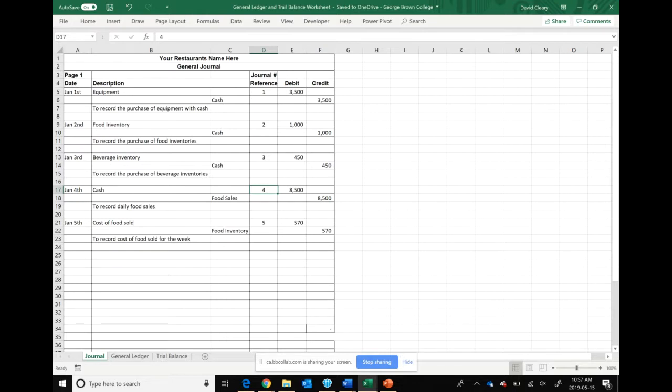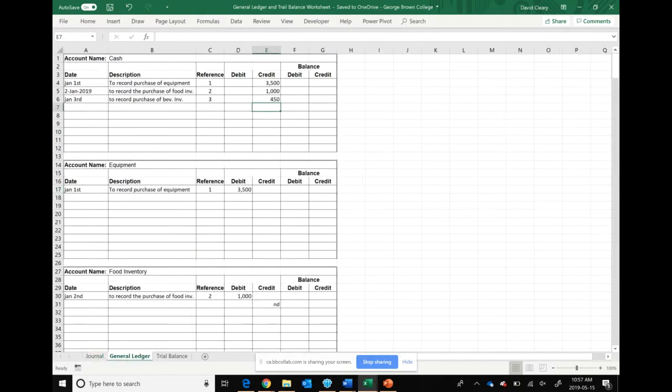Okay, so let's go to our general ledger here. Perfect. We're going to do our cash first because that was the debit. So this happened on January 4, and we're recording daily food sales. Okay, the reference number for this was 4. And we are debiting cash because we're increasing cash by 8,500.